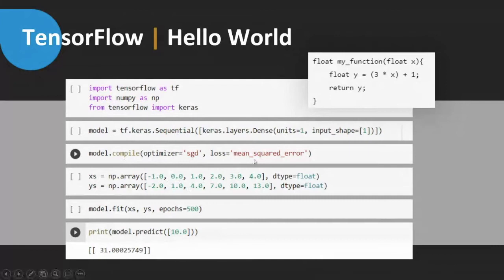What we're trying to do is to get the accuracy to a high enough level so that it can predict Y for any number. So when we enter X here as 10, it gives us 31.002 and some change. So pretty close, not exactly, but our prediction is pretty good.